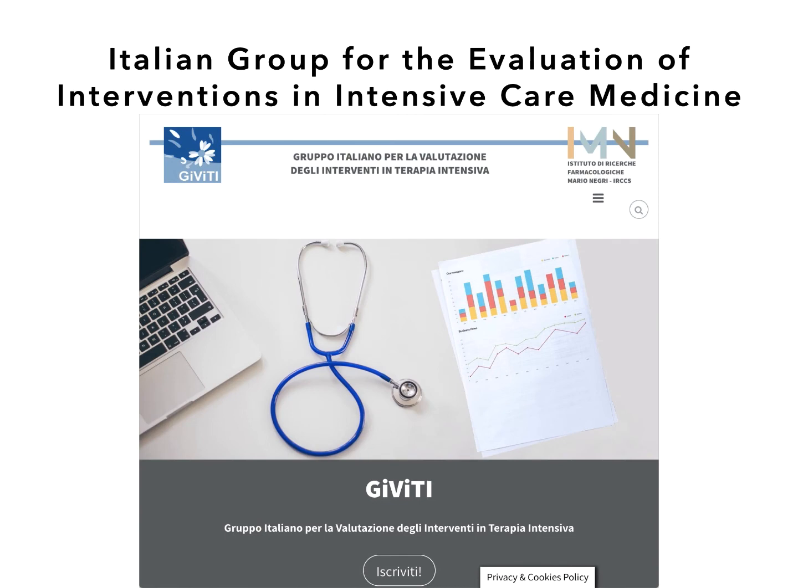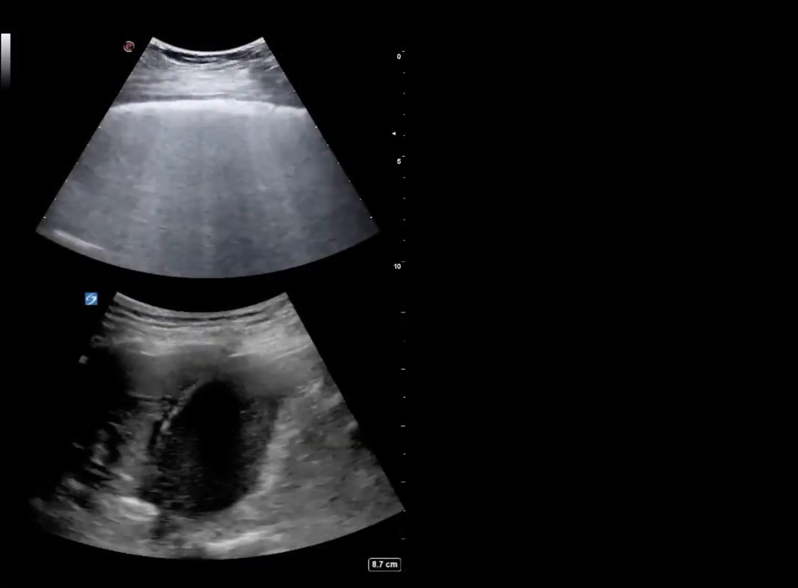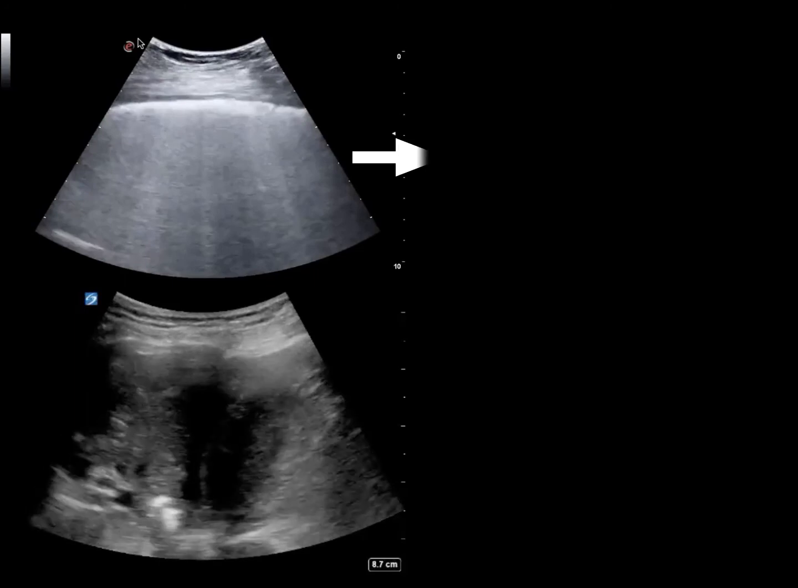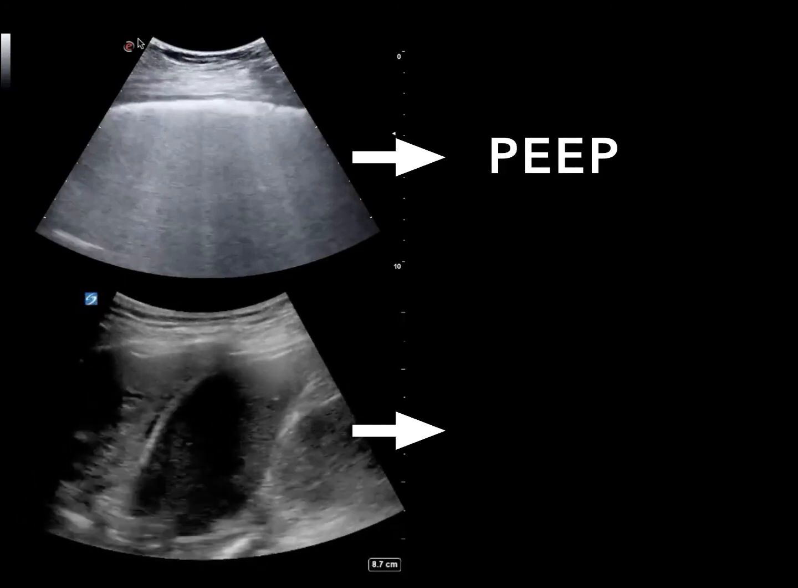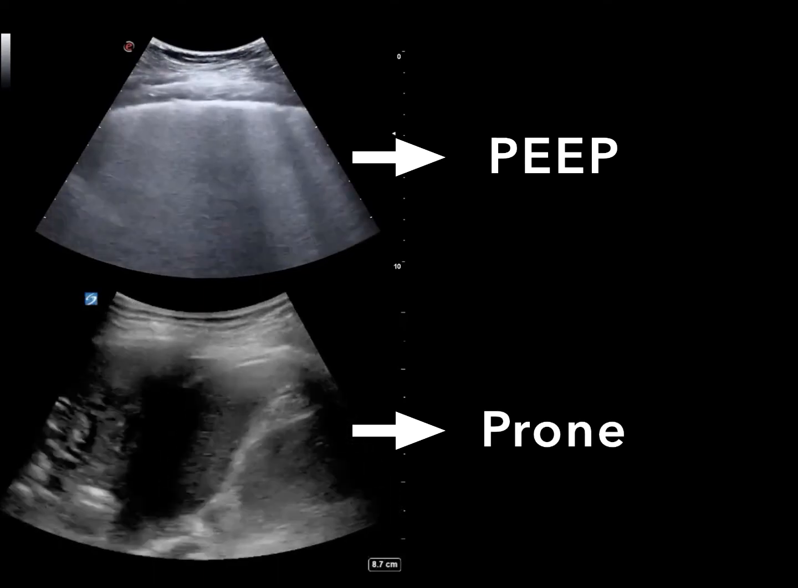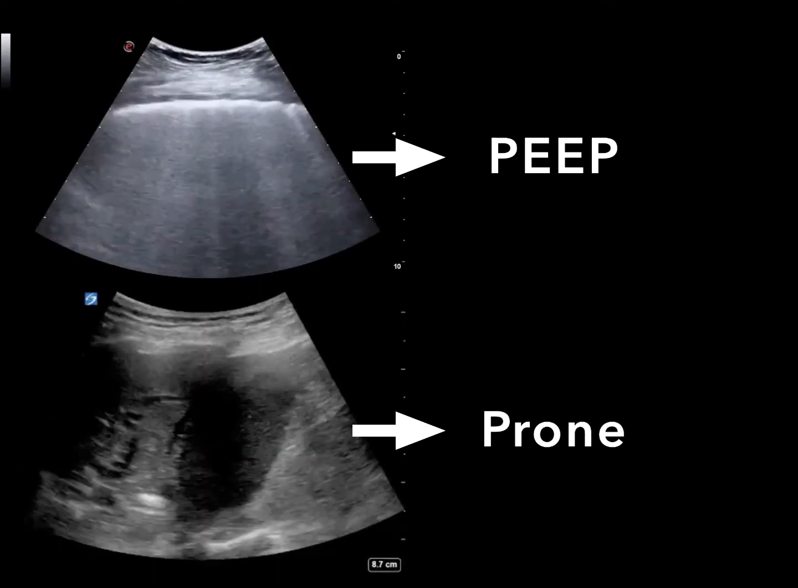The Italian group for the evaluation of interventions in intensive care medicine has published 3 YouTube video conferences on their website where members share their clinical experience in managing COVID. Based on their anecdotal experience, they have found that patients with diffuse B lines usually respond to positive end expiratory pressure, and that patients with denser posterior and inferior consolidation seem to respond to prone positioning for ventilation.